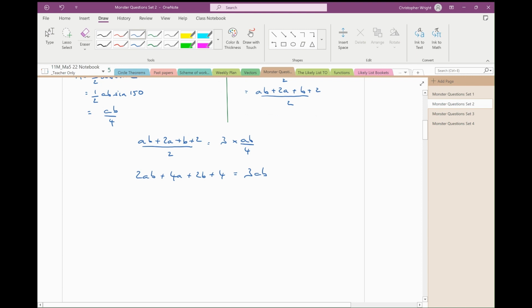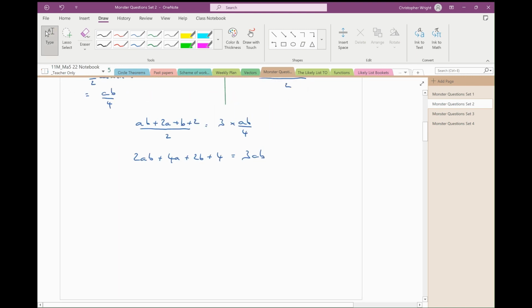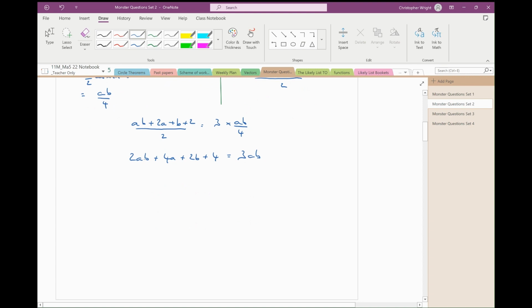Now I have to make A the subject, so I'm going to have anything involving A on the left-hand side. So I'm going to minus 3AB from both sides. That's going to leave me with minus AB. I'll keep the 4A here. I'm going to minus 2B from both sides and minus 4 from both sides. Let me write this like that, just because I find it a bit easier.